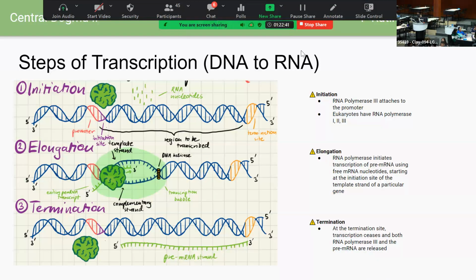Okay, so as you can see with transcription here, there's not really a role of primer. So you don't really need the primer. What you have here is a promoter region and an initiation site. That is where the RNA polymerase 3 can directly bind and just start elongating the mRNA.